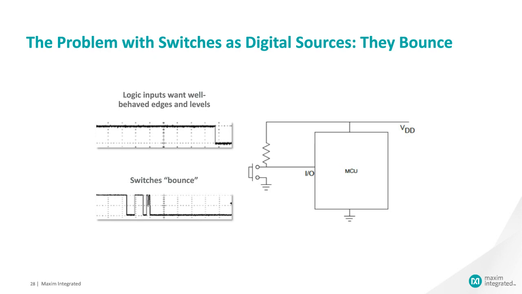Logic circuits like to see very clear, nice, well-behaved logic inputs. When you press on a push-button switch, the output isn't well-behaved. The switch contacts bounce and make contact multiple times before finally stabilizing. So that's the problem. You don't want the switch bounce to create multiple signals to the system. You want a single signal, usually a pulse, that the system can use.